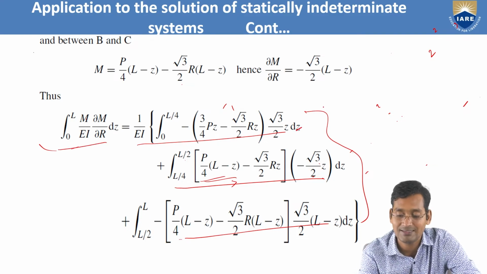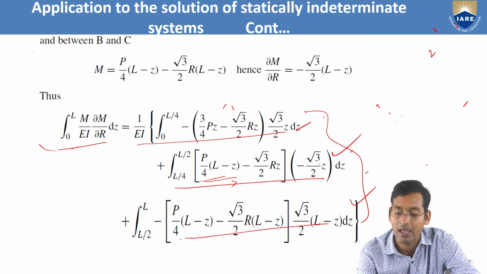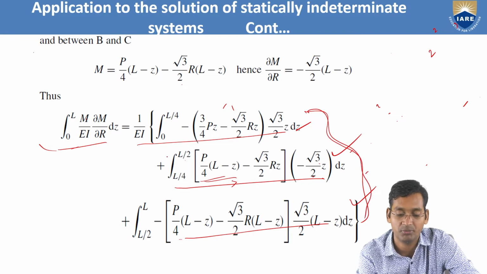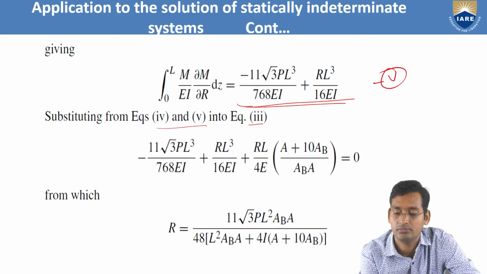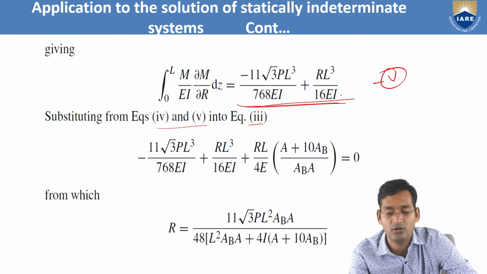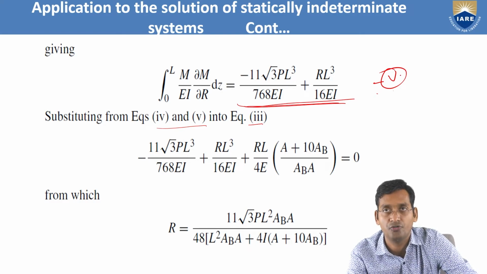After solving this one and this one, add all the 3, because just see here the plus sign is there, right? Whatever value you get, just add, and after adding this, you will get this value. Once you add all the 3, you will get this value, that is equation 5.